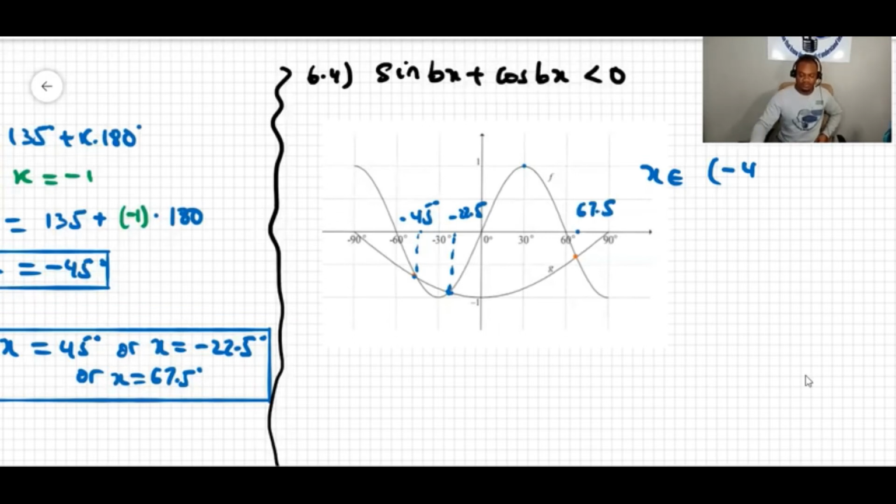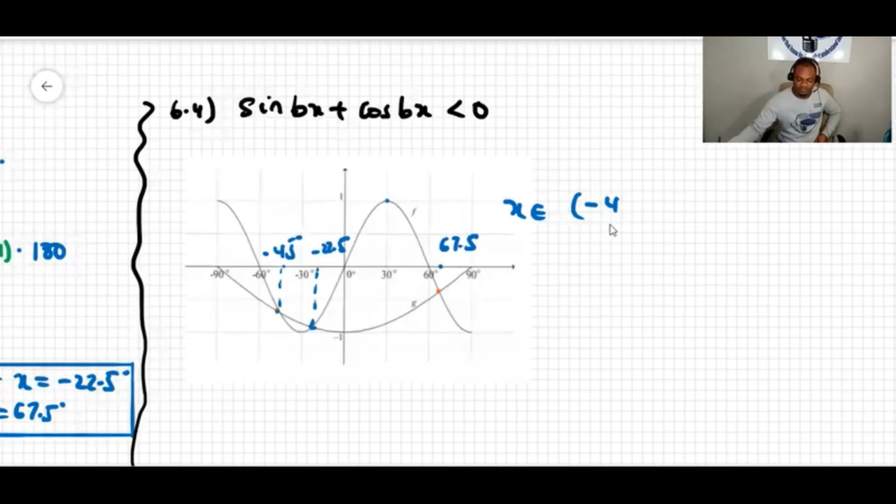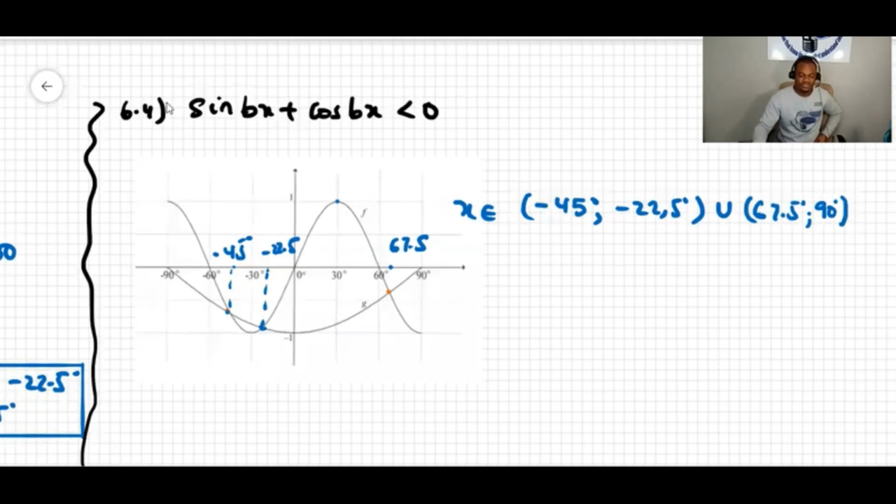Now the interval will be from -45 degrees to -22.5 degrees, union, because we must also take this part, which starts here and then stops there at 90 degrees. So union 67.5 degrees to 90 degrees. So these are the values of x for which this sum is less than or equal to 0 degrees.